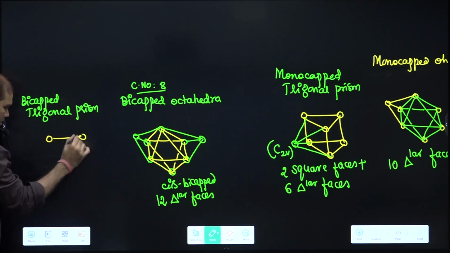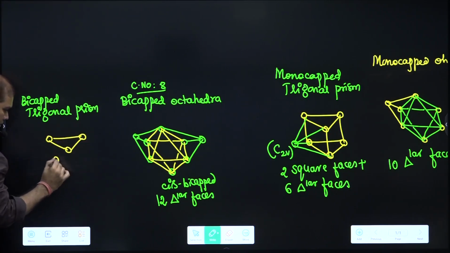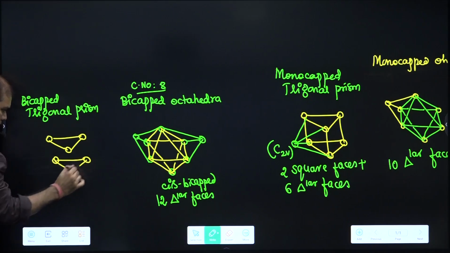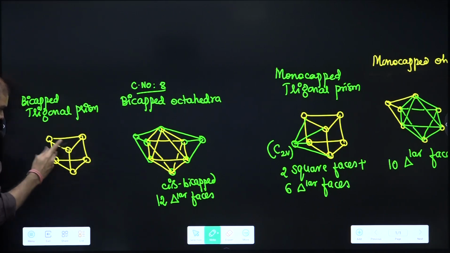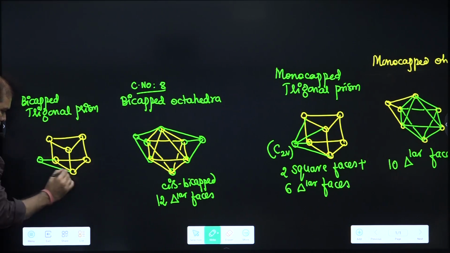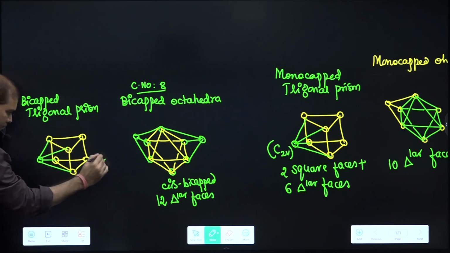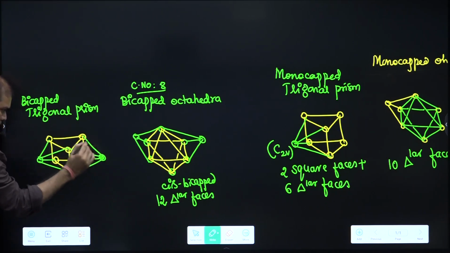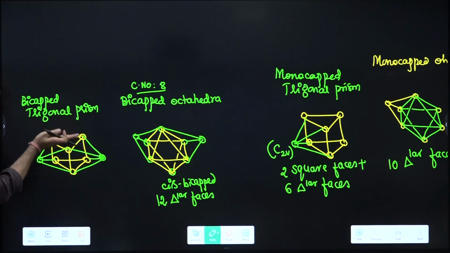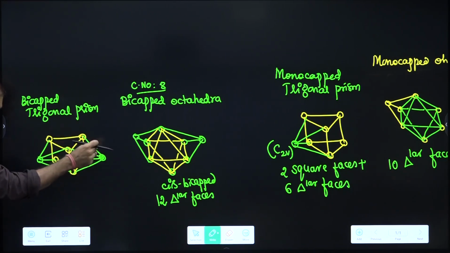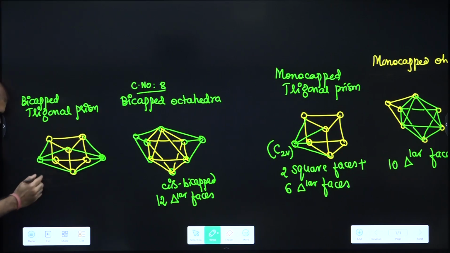Bicapped trigonal prism. If anyone can tell me the point group. Okay, before going to point group, above there is one triangular face, below there is one triangular face, 2 triangular faces from the parent, 4 plus 4 newly added. So 8 plus 2, 10 triangular faces.